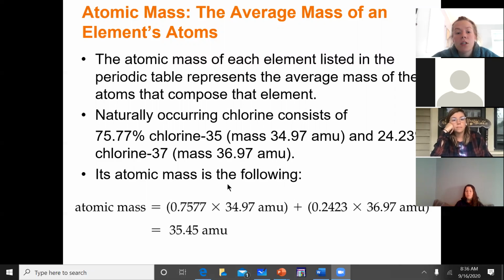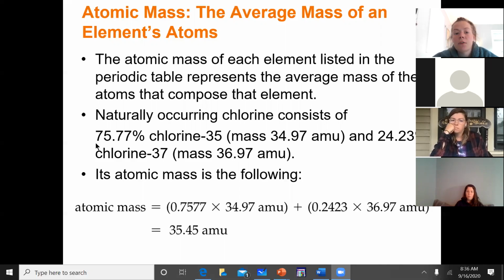So the way that we're going to do that is we take whatever the percentage is and move it into its decimal form. So you divide it by 100 or you move the decimal over. You take its percent in decimal and multiply it by its mass. In this case, it says chlorine 35, but its actual mass is 34.97. If it gives you the actual mass, use that. If it doesn't give you this, just use 35. You can just do it with the base number.